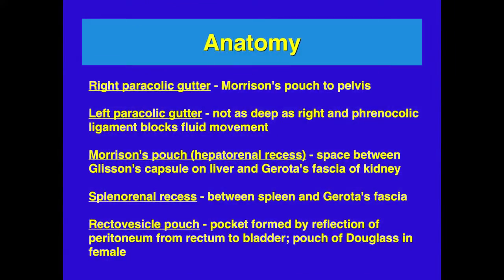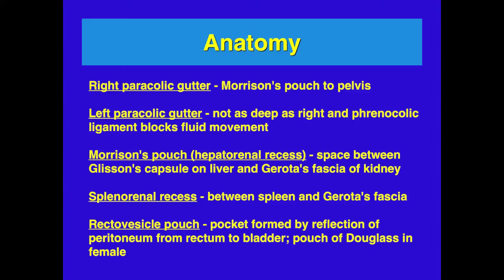A few points about the anatomy. There's a right pericolic gutter, which goes from Morrison's pouch to the pelvis. There's a left pericolic gutter. It's not as deep as the right, and the phrenicocolic ligament typically blocks fluid movement.